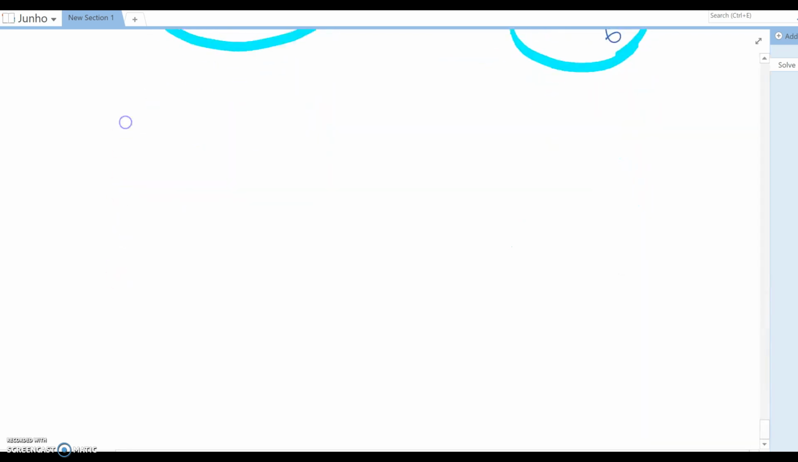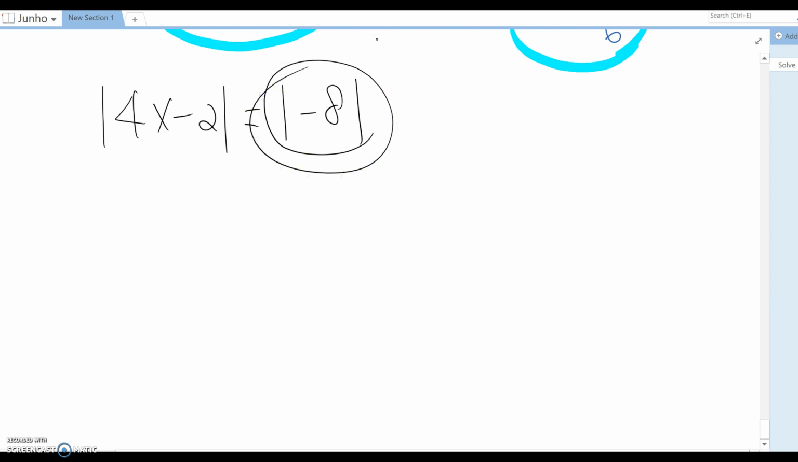Okay, let's look at one more question, which is 4x minus 2 equals the absolute value of negative 8. Before you do something, you need to analyze what this is. Then this question will be much easier. As you see, this means 8, right? So you can rewrite this as the absolute value of 4x minus 2 equals 8.